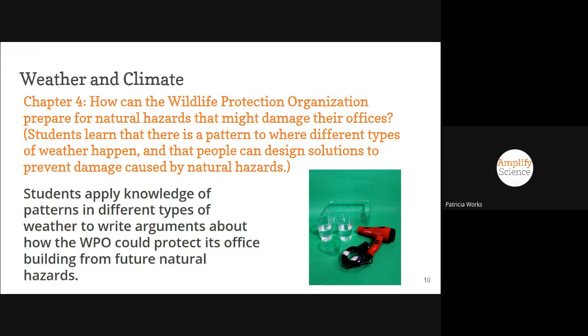By the end of Chapter 4, students can explain that weather-related natural hazards include blizzards, hurricanes, and lightning strikes. It's possible to implement a variety of protective measures for buildings that can minimize damage from these severe weather events. The Wildlife Protection Organization's home office building in Florida has already been damaged by a hurricane. Since this area also has a history of lightning strikes, students recommend solutions that could prevent future damage.